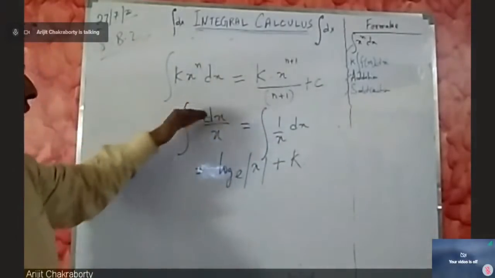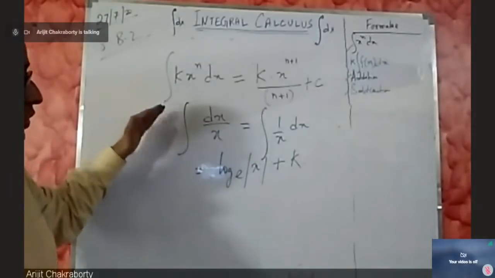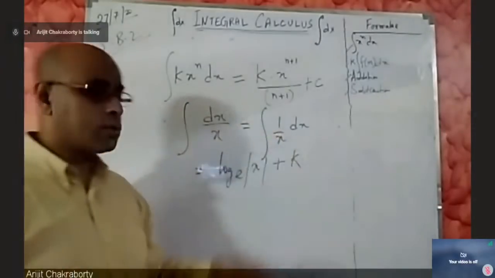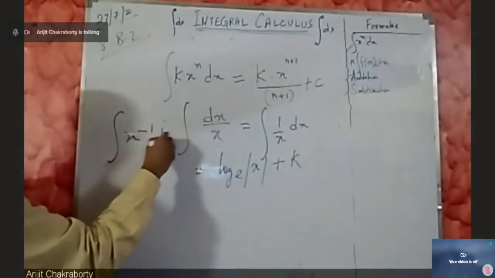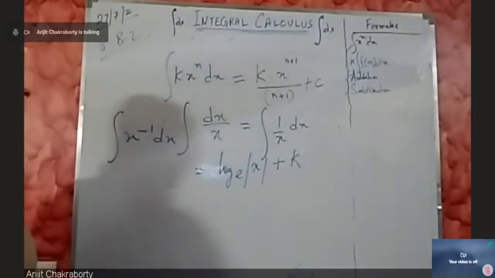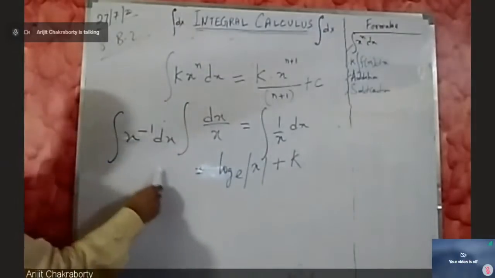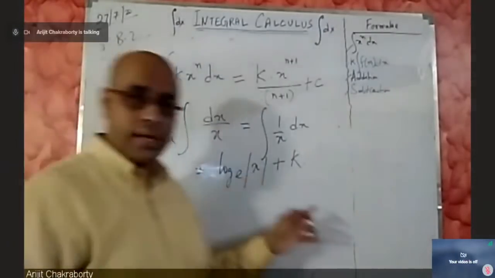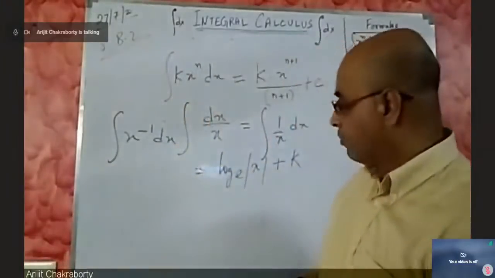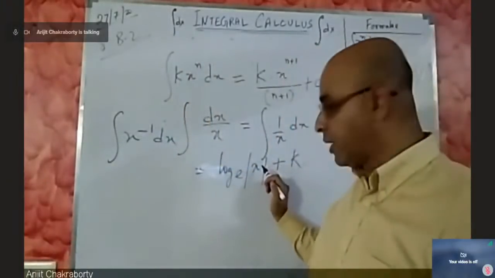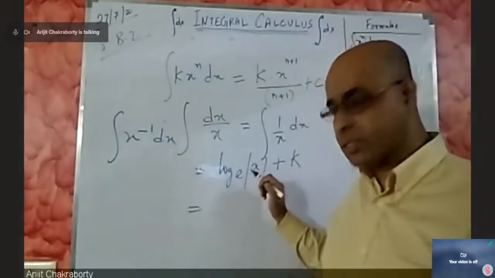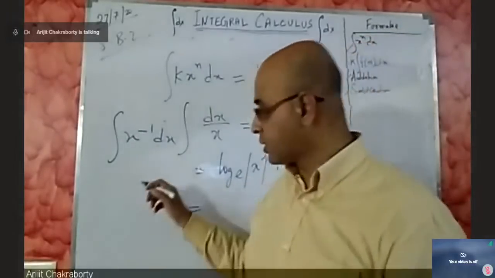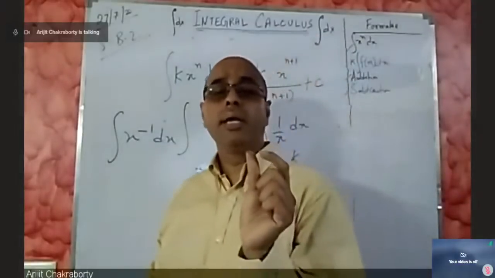The next one is integration of dx by x. Or if you get 1 by x dx, or if you get x to the power minus 1 dx. So x to the power minus 1 dx directly will give us log x to the base e. Please remember that the base is e, the base is not 10. You may remember that last day I discussed the letter e.